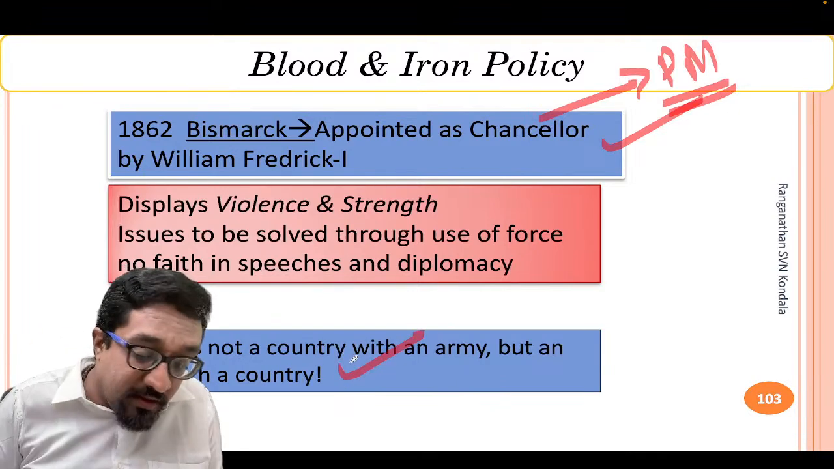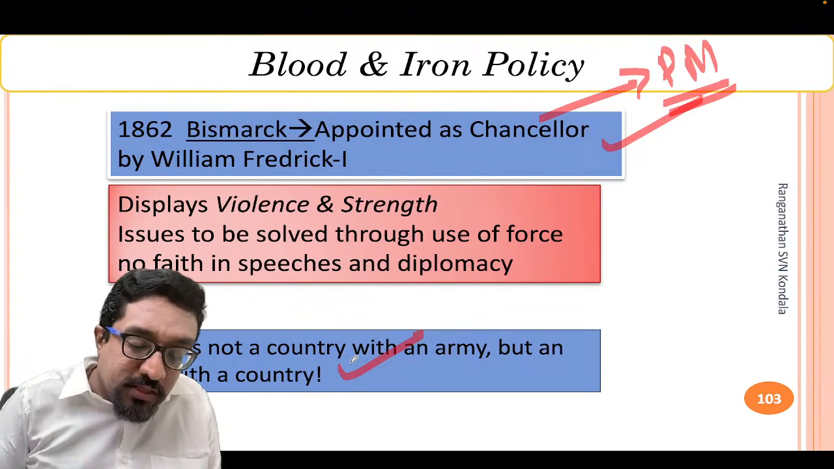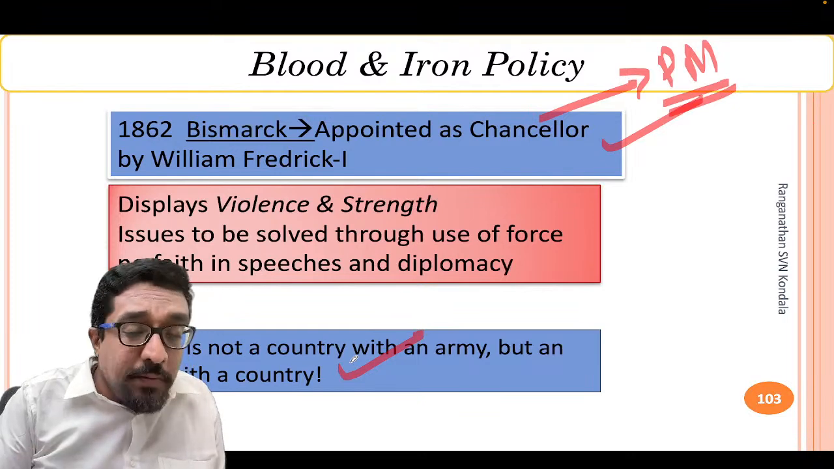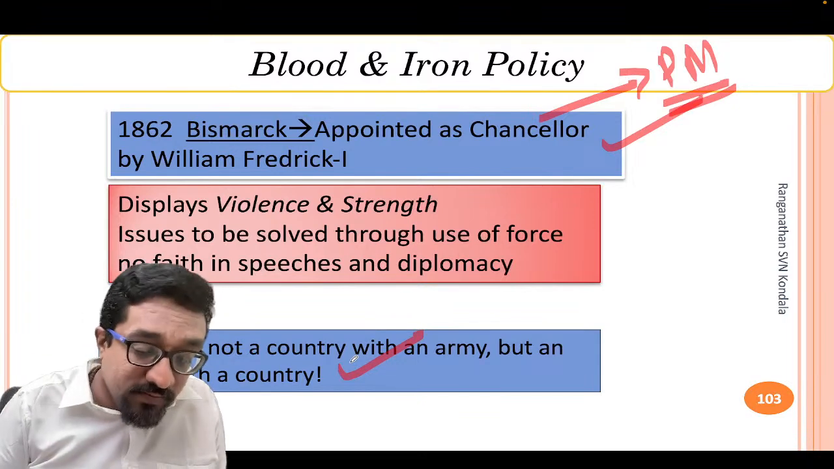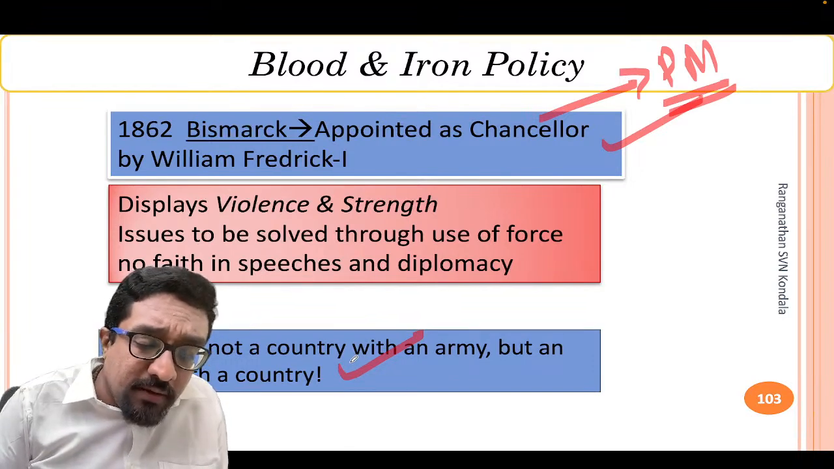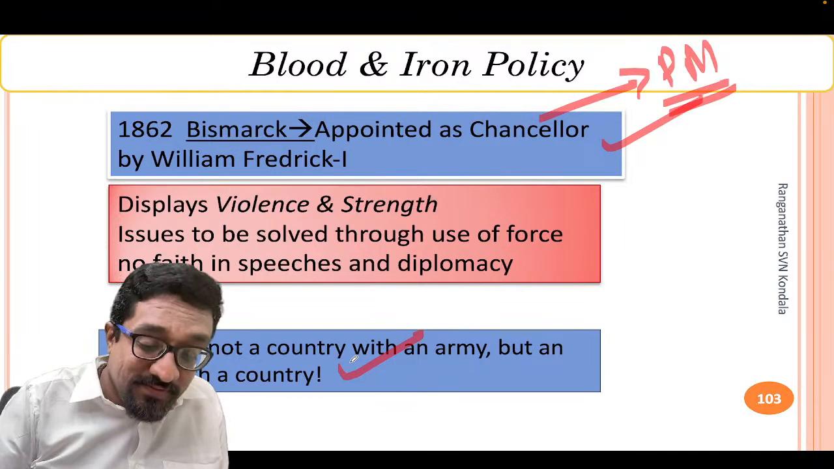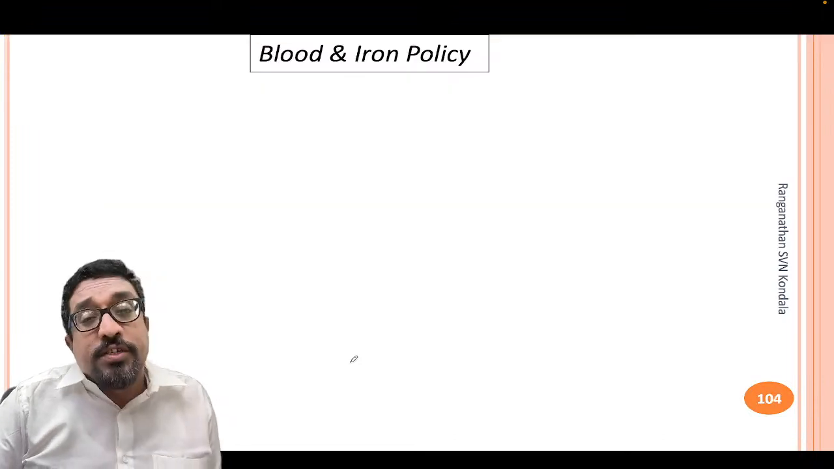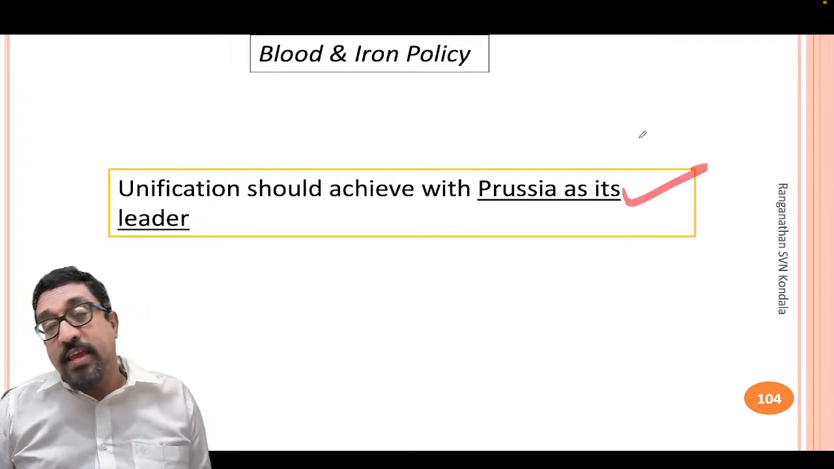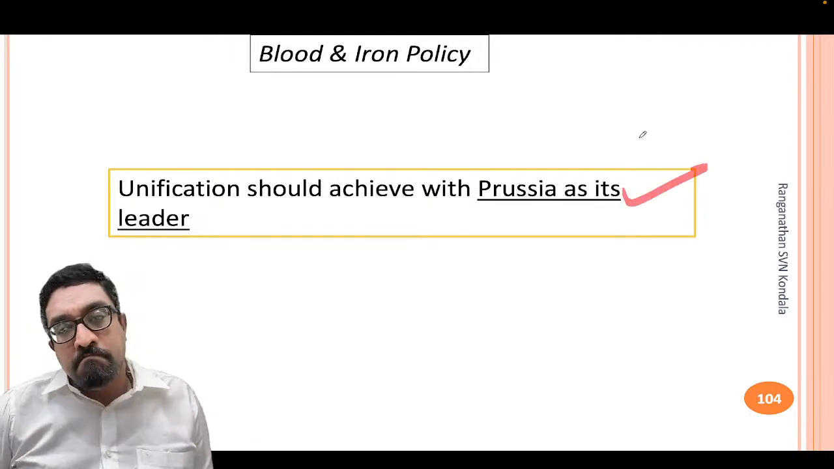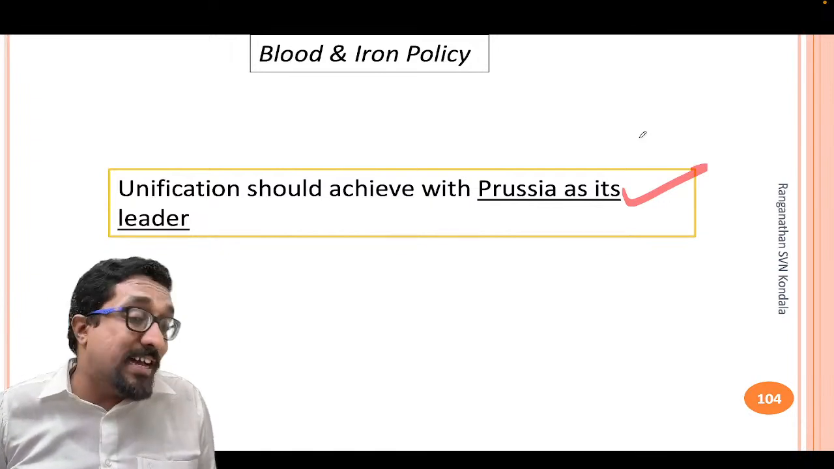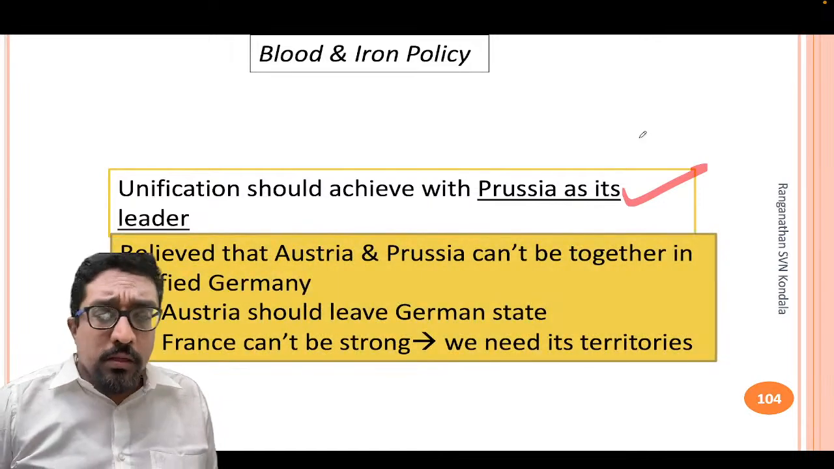Bismarck हमेशा यही कहते थे. Prussia is not a country with an army. It is in fact an army with a country. So typical of Bismarck's Bismarckian thought. He believed in show of strength. And he believed the unification of Germany can be done only by Prussia, with Prussia as its leader and Frederick William, the king of Prussia, as the king of Germany. There was no other way.